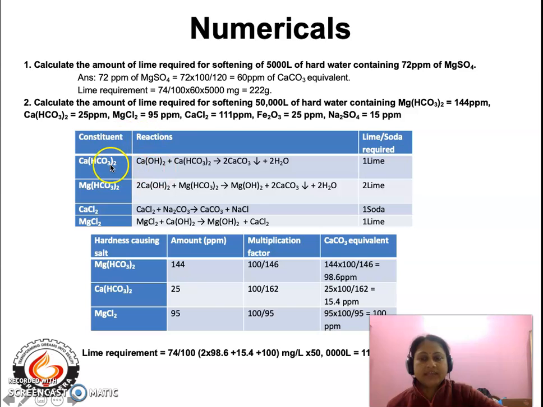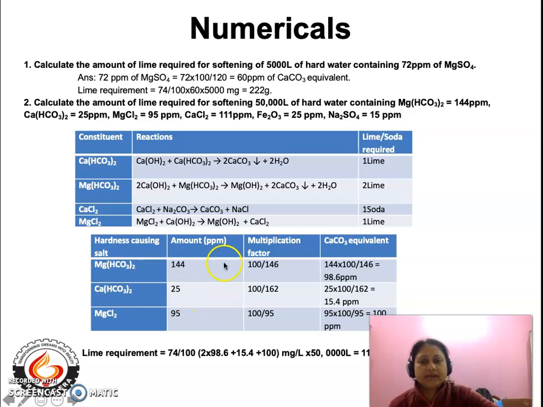So the reactions that we are going to consider are calcium bicarbonate, in which 1 mole of lime is required, magnesium bicarbonate, in which 2 moles of lime are required, and magnesium chloride, in which 1 mole of lime is required. So let us now convert the hardness produced by the magnesium bicarbonate, calcium bicarbonate and magnesium chloride into the calcium carbonate equivalent.